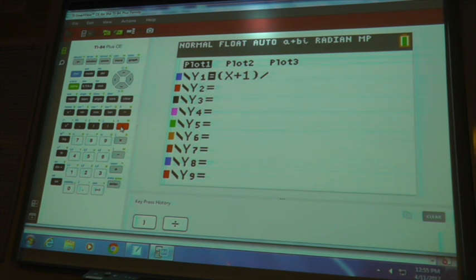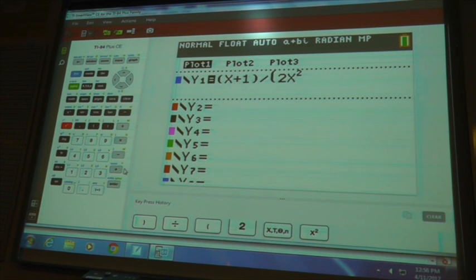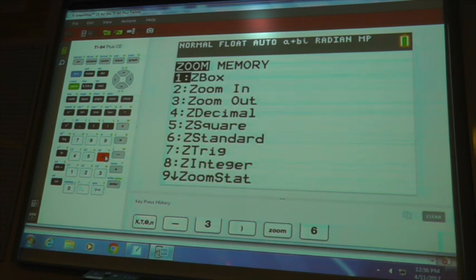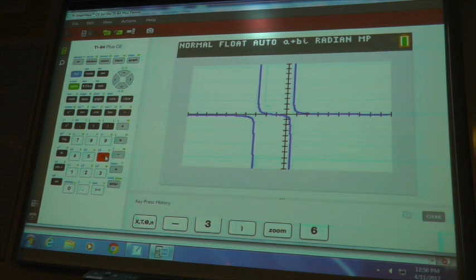Now remember, you need parentheses a lot in this chapter. A lot of students mess up problems because they forgot parentheses around the numerator, parentheses around the denominator. 2x squared plus 5x. Remember, if all else fails, just go to Zoom standard, right? Just to reset it, Zoom 6.